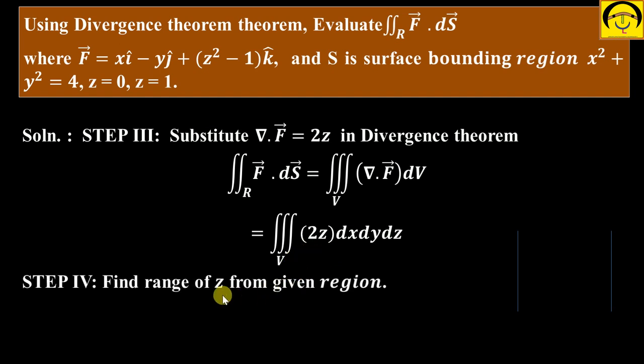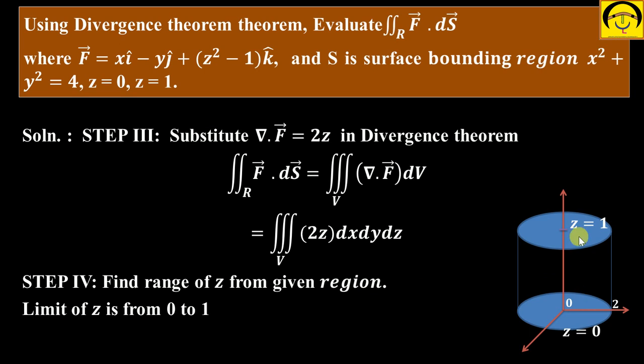First you need to find the limit of z, because the limit of z is already given in the reason. So obviously you will see this limit of z varies from z equal to 0 to 1. There is no doubt. Let's plot the graph as well. This is your figure. This is x square plus y square is equal to 4, meaning the radius is 2 and the center is 0, and this is the z axis.